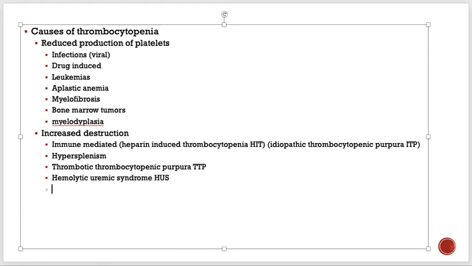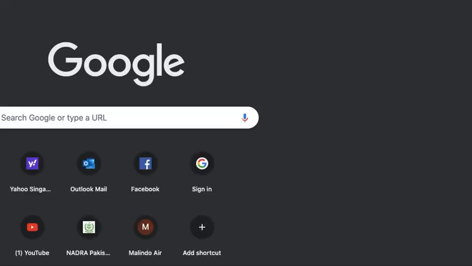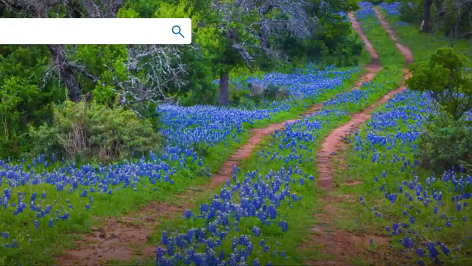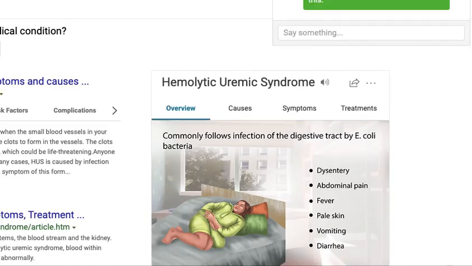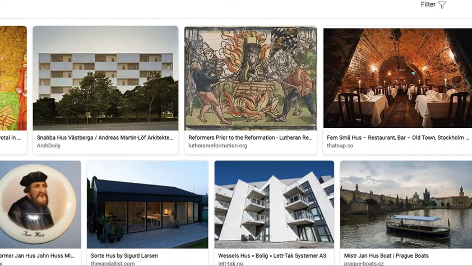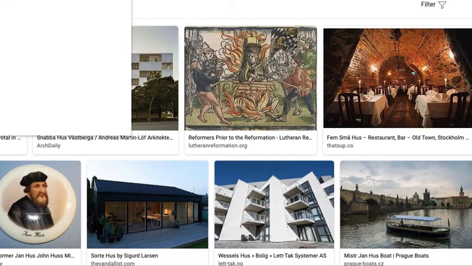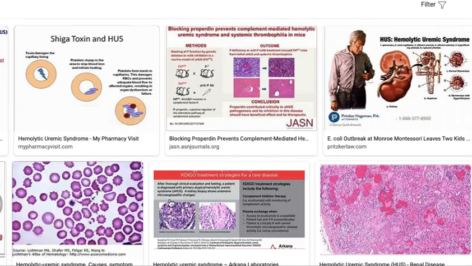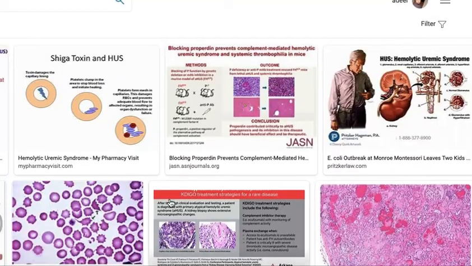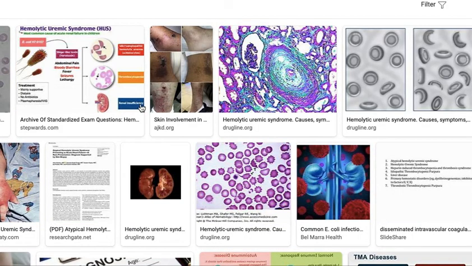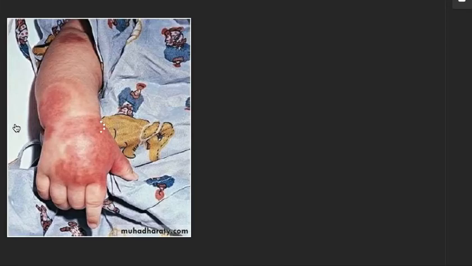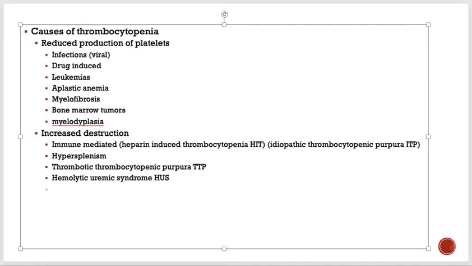Again, hemolytic uremic syndrome, guys, they present with bleeding on the lower limbs, mostly in pediatric patients. You can see the images of hemolytic uremic syndrome. They present with bleeding skin, superficial bleeds. This is a photograph of hemolytic uremic syndrome. In this one, the platelets are being increasingly destroyed as well.